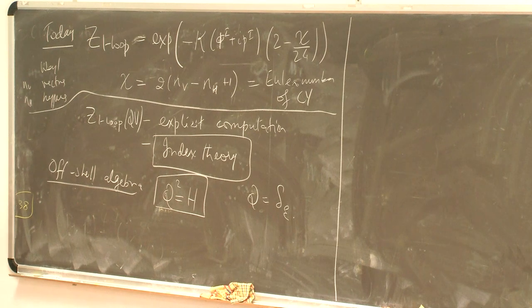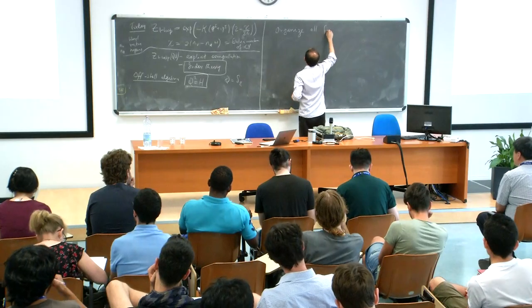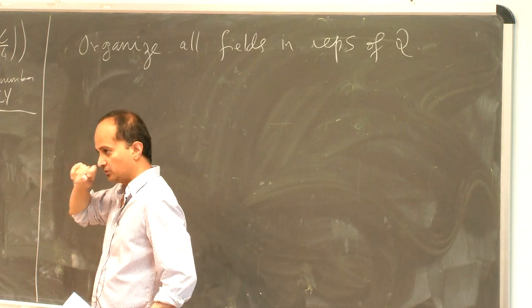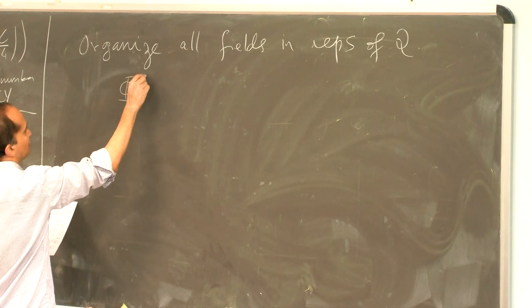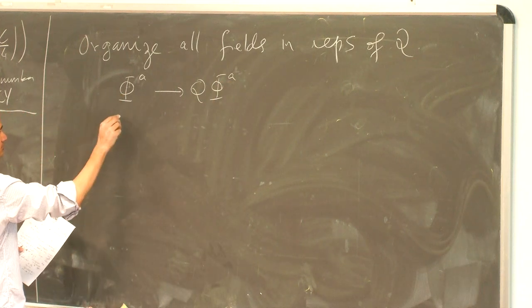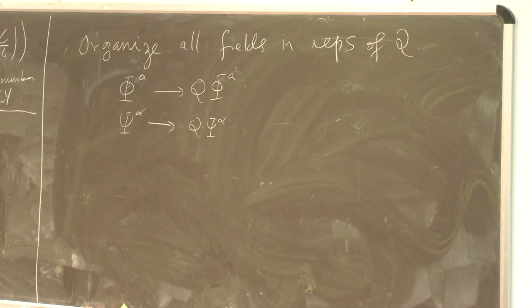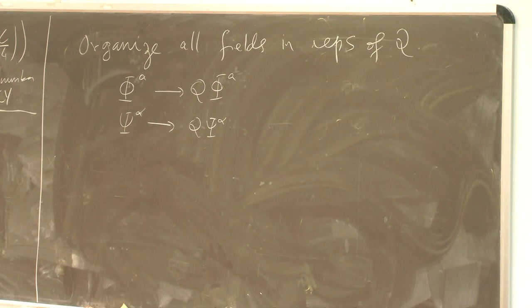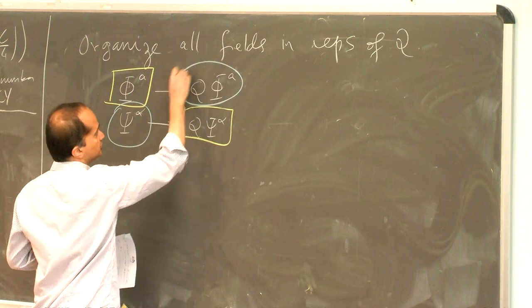So the idea is the following. The first step is you organize all fields in representations of Q. It's off-shell. You have an off-shell theory, so Q acts on all the fields, so you want to organize the fields. We'll say there's a bunch of fields which I'll call phi A, and then their superpartners Q phi A. These are bosonic. And then there's a bunch of fields psi alpha and Q psi alpha. These are fermionic. So that's bosonic, and that's bosonic, and this one is fermionic and fermionic.